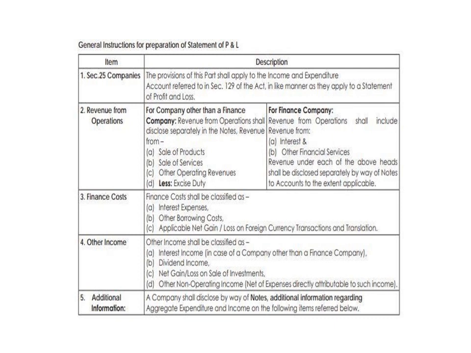So, aggregate expenditure and income of the following items referred sums up our statement of profit and loss account. So, these are the provisions or general instructions which have to be considered while preparing the income and expenditure account. And our profit and loss account is shown in a vertical format.